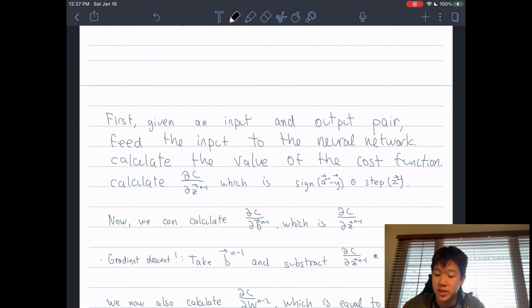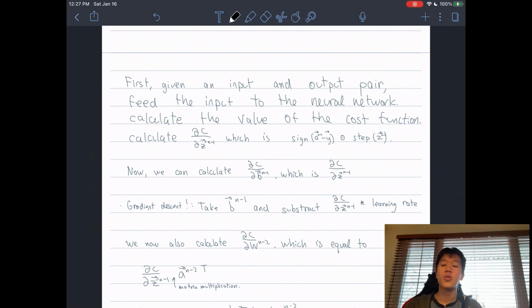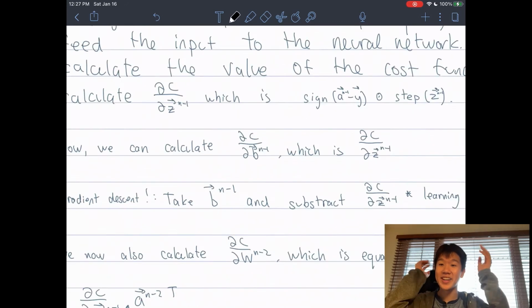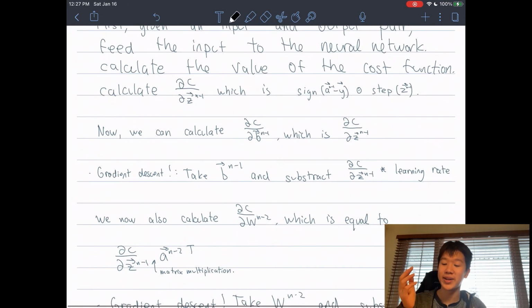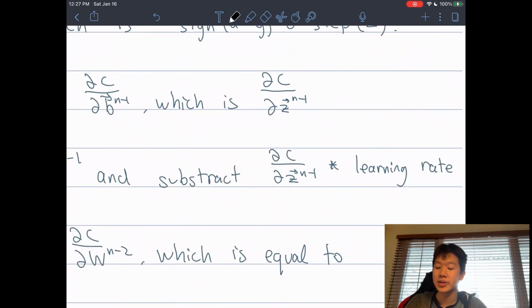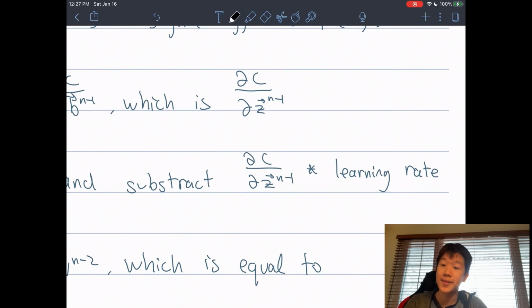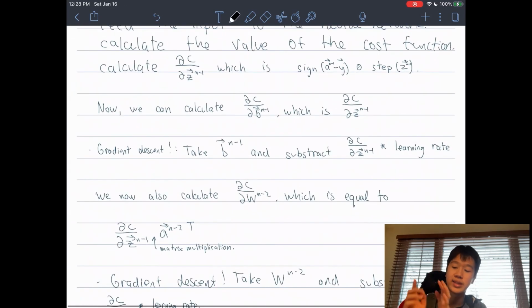So we calculate del C over del Z n minus 1, which is just going to be sigmoid of a n minus 1 minus y, element-wise product with step of z n minus 1. So this is going to be calculated later after we calculate the cost function. Now we can calculate del C over del B n minus 1, which is just del C over del Z n minus 1. We can now do gradient descent. So we're going to take B n minus 1, and then we're going to subtract del C over del Z n minus 1 times a certain learning rate to scale it down, to make sure the steps you take are not going to be so drastic.